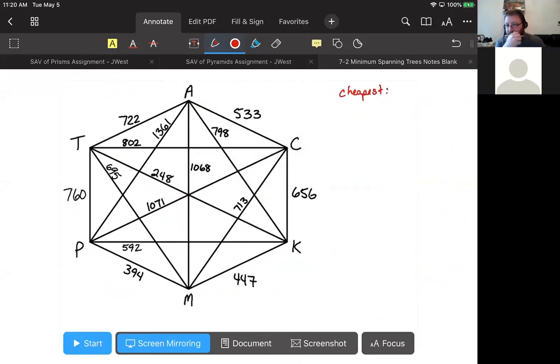So again, we go in here and we find the cheapest edge in the entire graph. Okay, take your time, make sure you get it right. It would be MP for 394. Then we pick the second cheapest. So there's the cheapest, meaning we are definitely going to use PM.